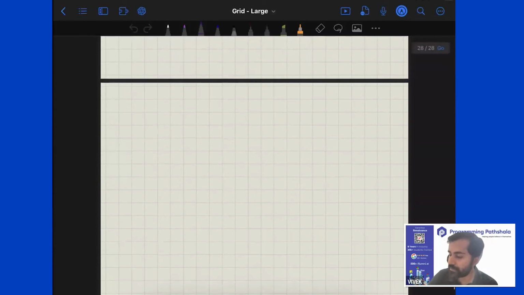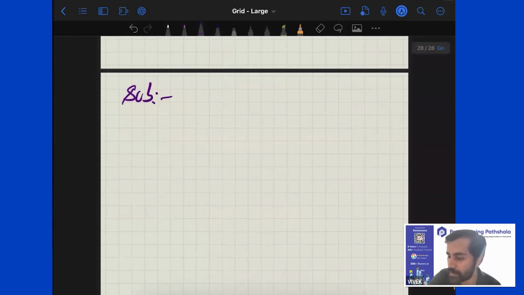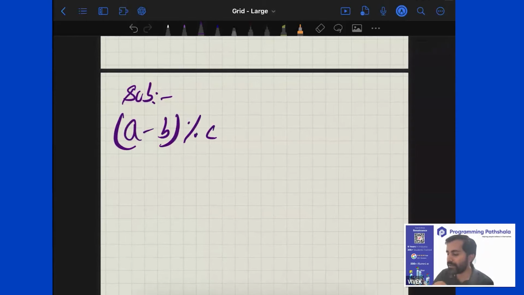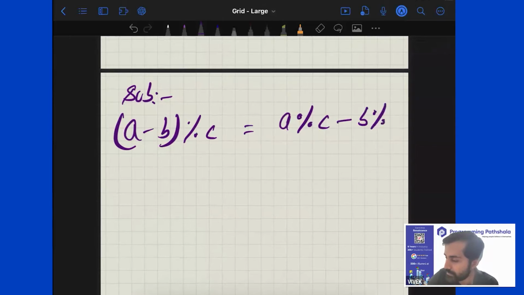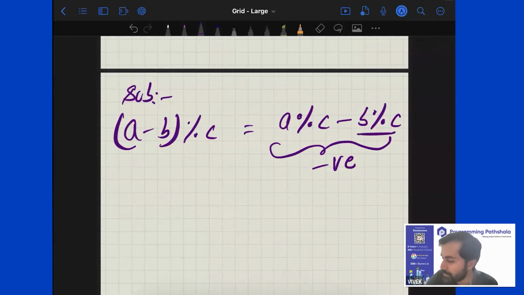For subtraction, there is just one small caveat which I would touch base on. Let's say you want to do A minus B mod C. Here you have to be just a little careful about one thing. You can definitely distribute. You can do A mod C minus B mod C. But at times this value may become negative. Don't you think so? It can easily become negative because this quantity might be larger than that quantity. You can take some example if you'd like.